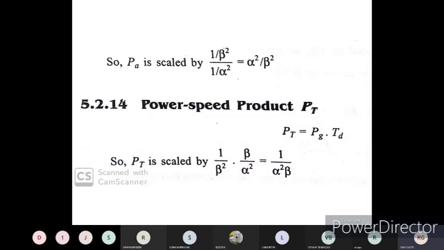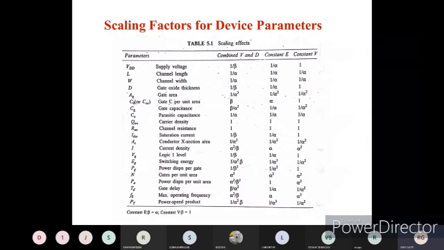And the scaling models you have considered are called the constant voltage and constant electric field scaling models. One more model I have used is the lateral scaling model, which we will not be using often in the fabrication process or the scaling model in VLSI technology. You see here the scaling effect of combined V and D, the constant E and constant V. These are the scaling factors which will be used for the combined V and D, constant E and constant V. So this is a summarization of all the parameters.